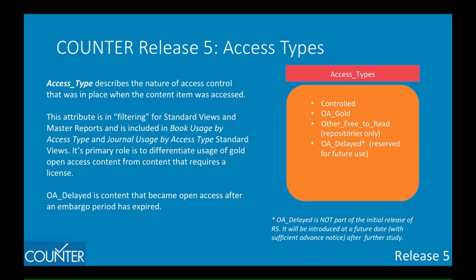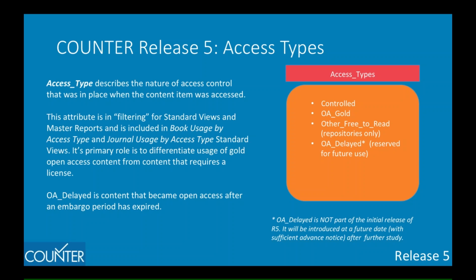Access type. And access type describes the nature of access control that was in place when the content item was accessed. So in that case, you would be aware that many times publishers publish open access content or subscription-based content. So that indicates if the content is in a controlled or open access format, which is called open access gold. So this tells the end user if the content is in a controlled or open access environment.